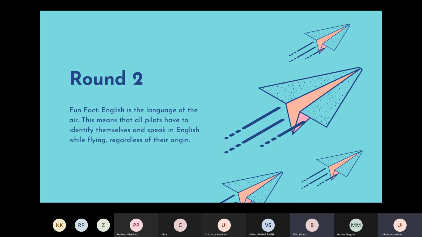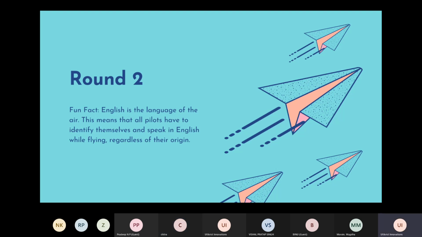So here's a fun fact. Chitra, can you read this for all of us? Fun fact: English is the language of the air. This means that all pilots have to identify themselves and speak in English while flying, regardless of their origin.